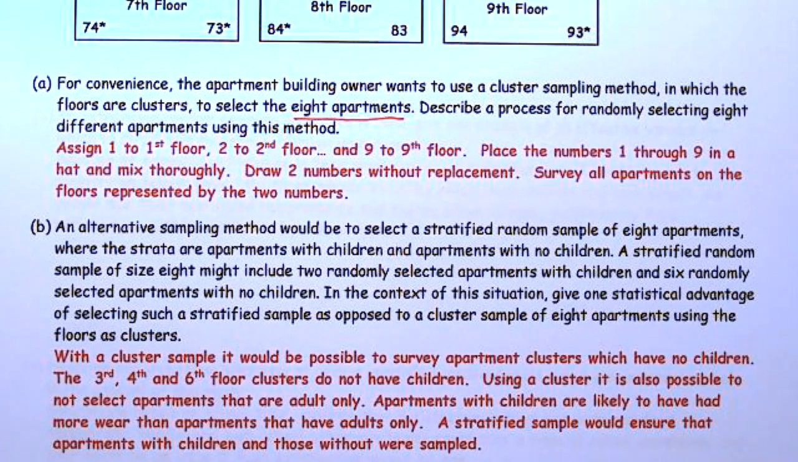Apartments with children are likely to have had more wear than apartments that have had adults only. A stratified sample will ensure that apartments with children and those without children are sampled. In other words, if I run a stratified sample, I'm assured of having both represented. So the advantage is I make sure that I have apartments with children and apartments with adults only.